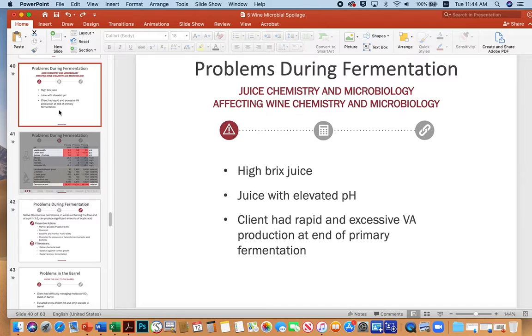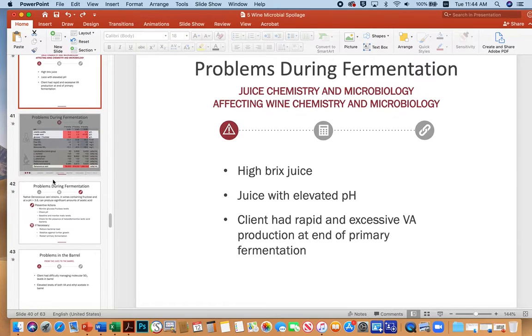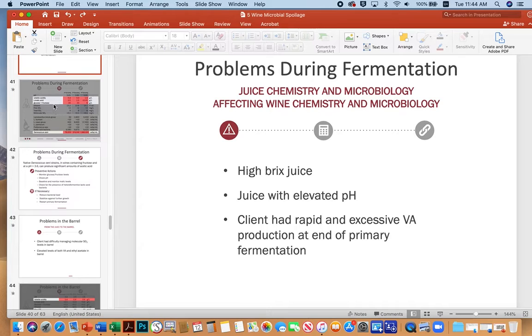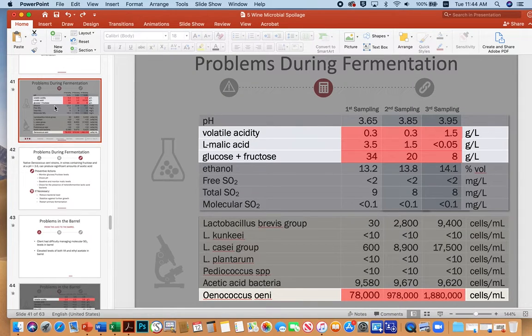In this particular case, there was a high Brix juice, and the juice had an elevated pH, which is a problem. The client had rapid and excessive VA production at the end of primary. So that's key. This is the end of a primary fermentation, high Brix juice, and the fermentation is being conducted at a relatively elevated pH. And here's the data set right here.